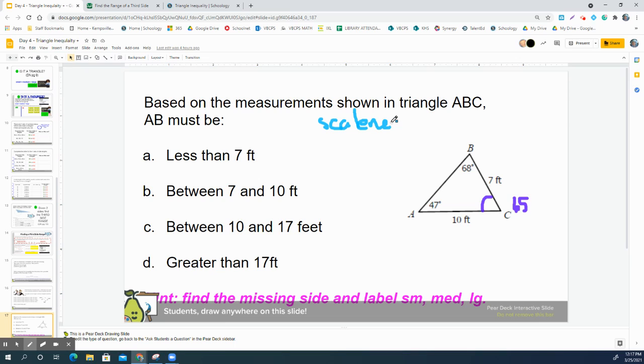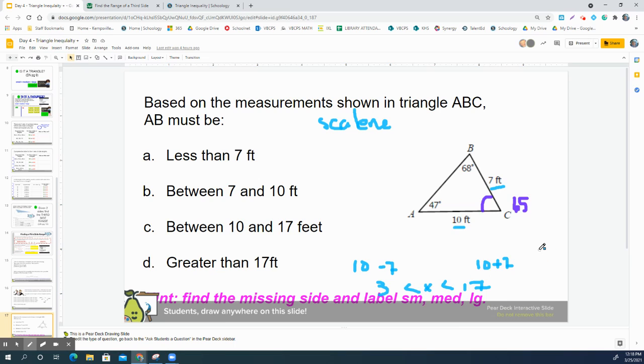We can find the third side. Can we find the third side? Yeah. Okay, how? Or like between what's going to be between. How can we find out what it's going to be between? So if I have two sides, I can subtract them. 10 minus 7 is 3. And 10 plus 7 is 17.